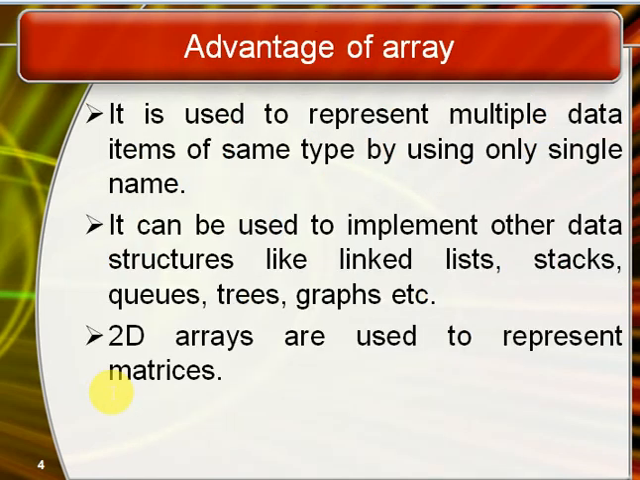Now, advantages of arrays. It is used to represent multiple data items of the same type by using only a single name. So usage of that single name is one of the benefits of arrays. It can be used to implement other data structures like linked lists, stacks, queues, trees, and graphs. That is another benefit of arrays. 2D arrays are used to represent matrices.